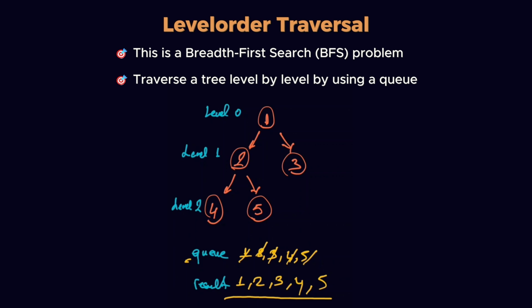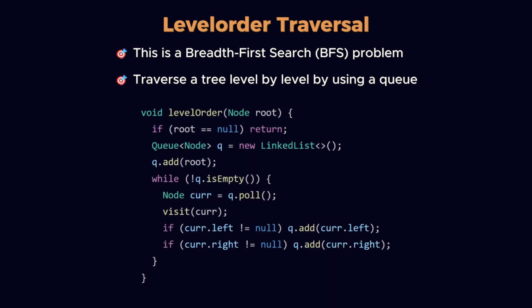Notice the difference. This traversal doesn't go deep. It sweeps left to right at each layer, then moves down. It's perfect when the problem mentions levels, shortest path, or grouping by depth. Let's check the code together.